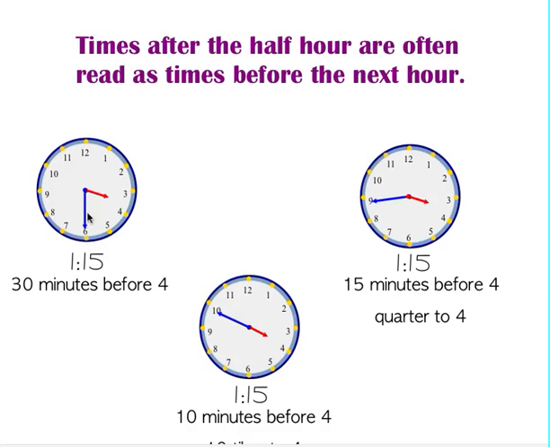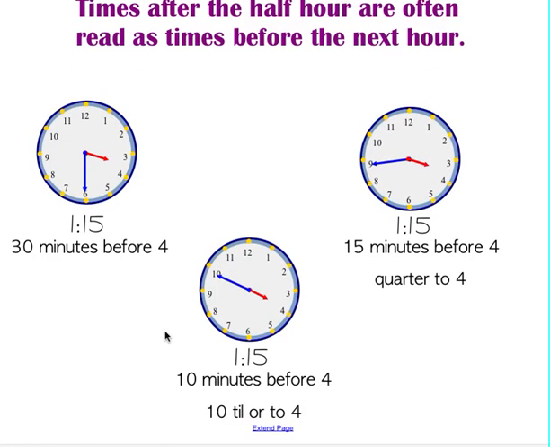This clock, the minute hand is pointing to the 6. That means this clock is halfway until the next hour of 4 o'clock. So it's 30 minutes before 4. This clock has 10 minutes to go until it gets to 4 o'clock. So it's 10 minutes before 4 or 10 till 4.